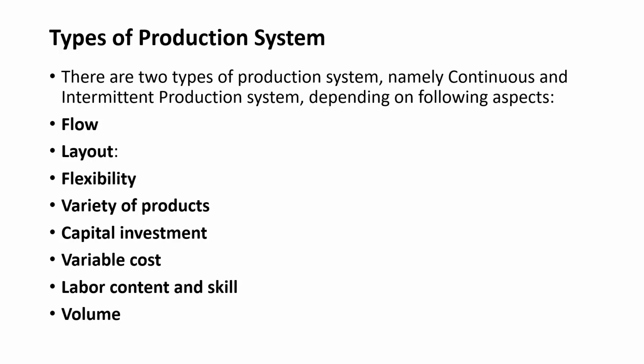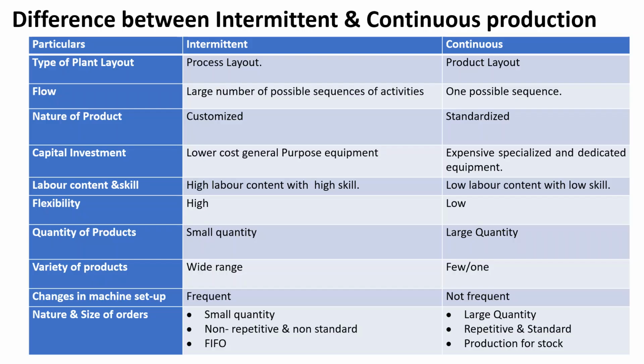Finally is the volume. Volume ranges from a quantity of one to large scale mass production. In case of product layout, the volume produced is high. In case of process layout, the volume produced is very low. It may be one to few, or it may be one to a small number in batches. So based on this, we have got two types of production system. One is the intermittent production system and the second is the continuous production system.